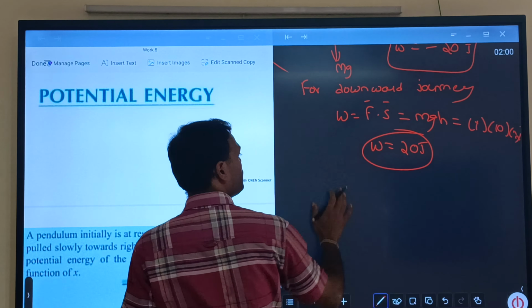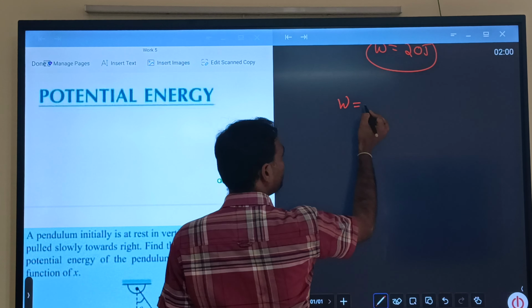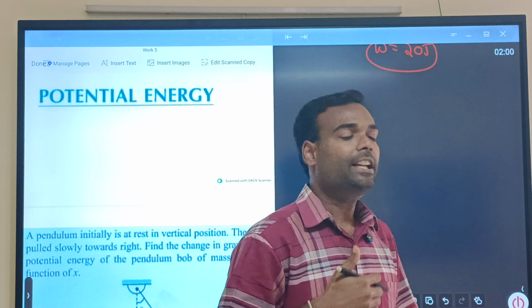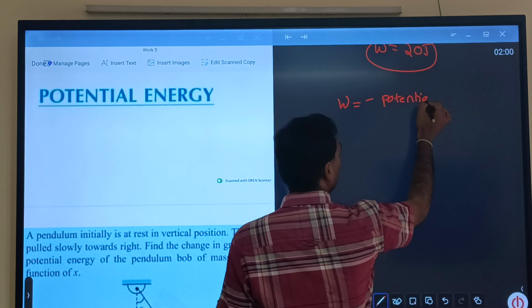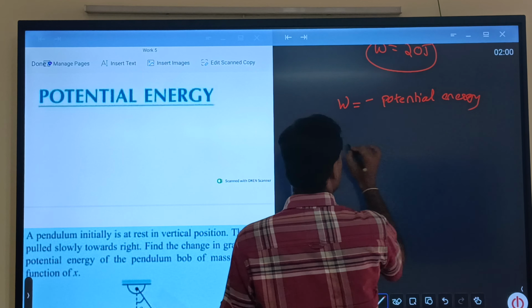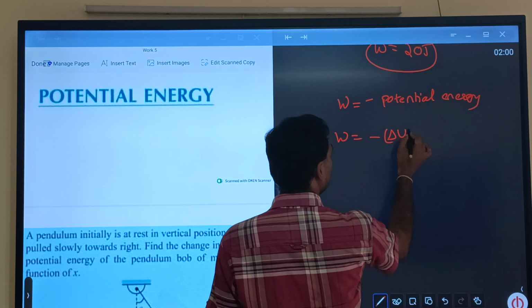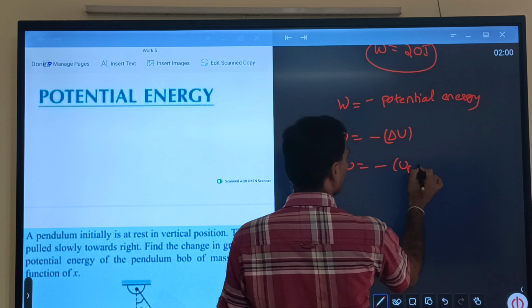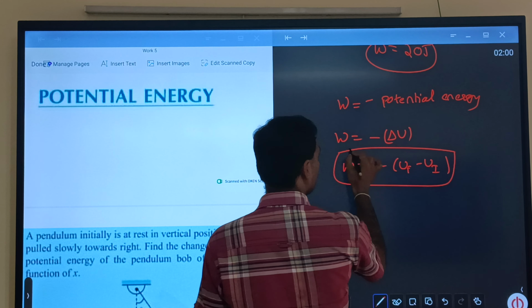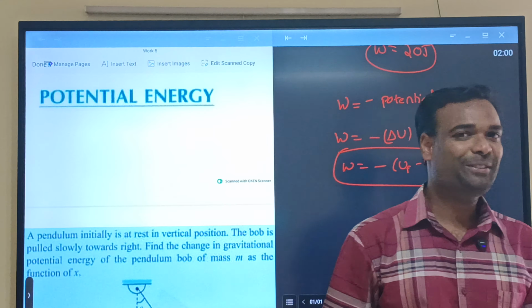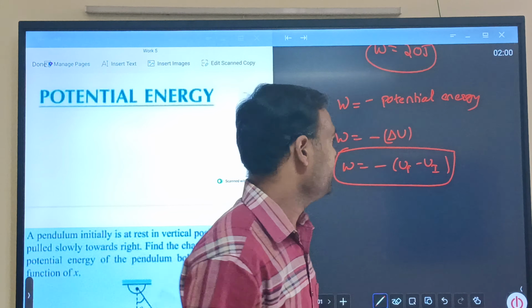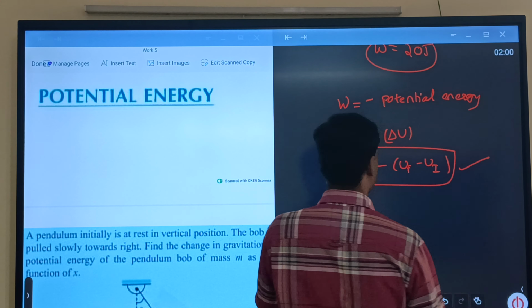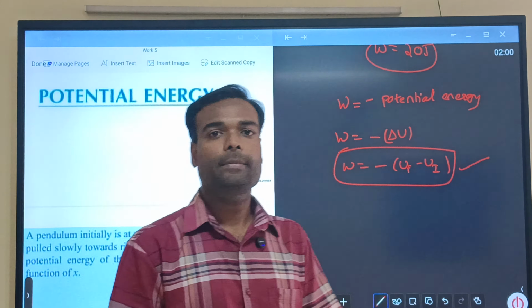Now by this conclusion, can I say that work done is the negative of potential energy? So we can conclude that W is equal to minus delta U, that is minus of (U_F minus U_I). Therefore, W is equal to minus of (U_F minus U_I). Right? Then, next point, based on this concept, let us go through some examples.